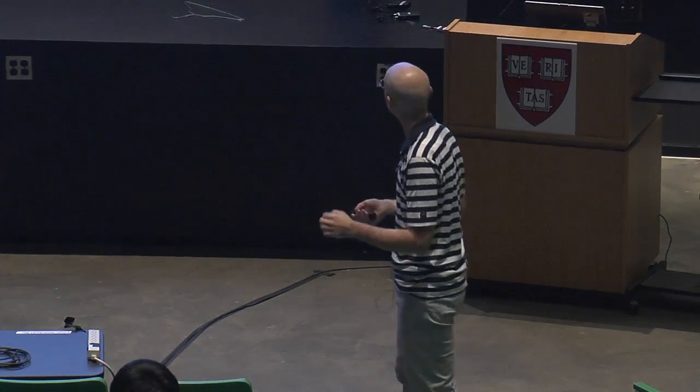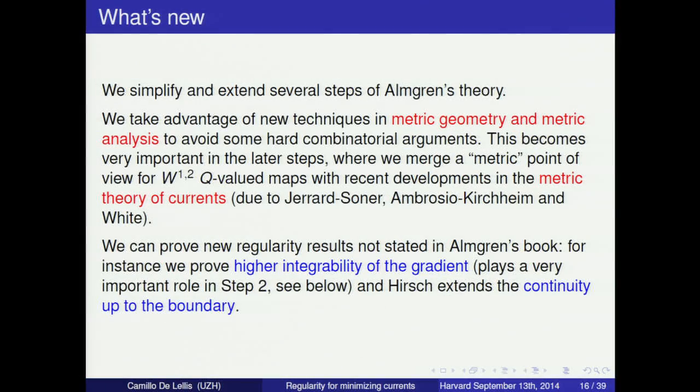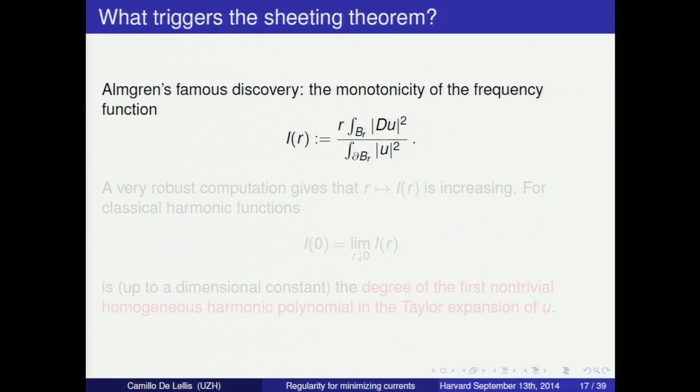So for instance, we can prove a higher integrability of the gradient of a minimizer, which apparently he didn't notice. At least I don't find it in the book. And actually, a student of mine extended the continuity result up to the boundary, building upon our work. So the continuity of Almgren is only in the interior. OK, so now a very important point is what is actually triggering this regularity theorem outside of the singular points?